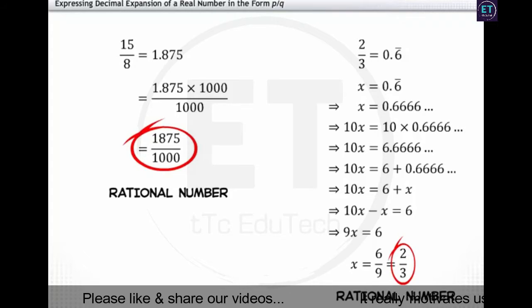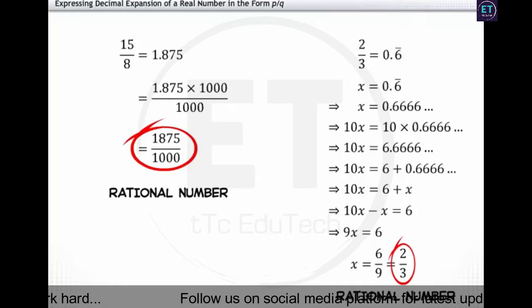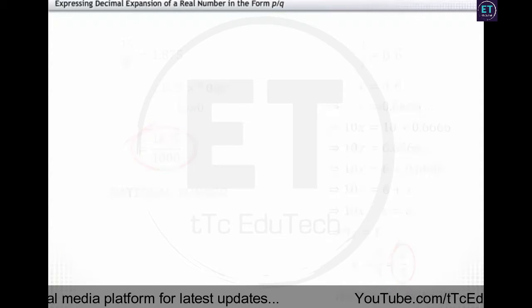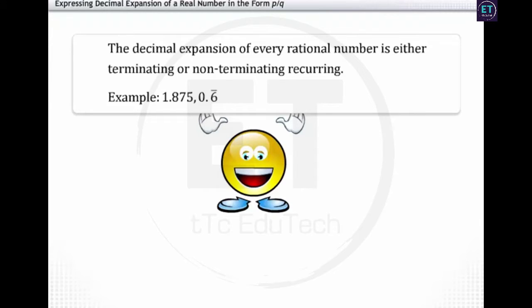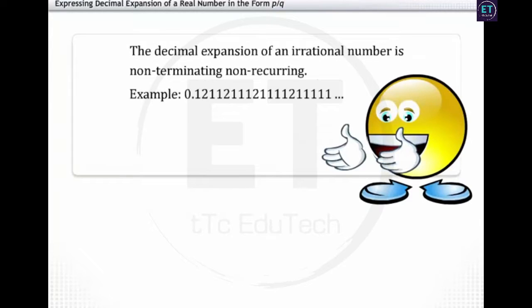Similarly, every non-terminating recurring decimal expansion can be expressed in the basic form of a rational number. On summarizing, we can say the decimal expansion of every rational number is either terminating or non-terminating recurring. On the other hand, the decimal expansion of an irrational number is non-terminating, non-recurring.